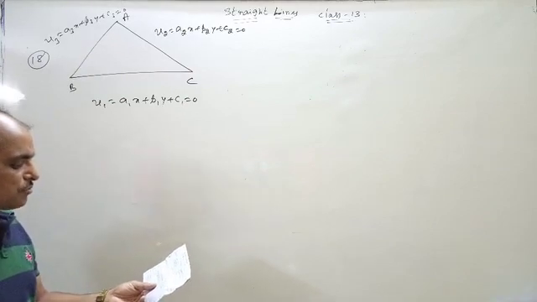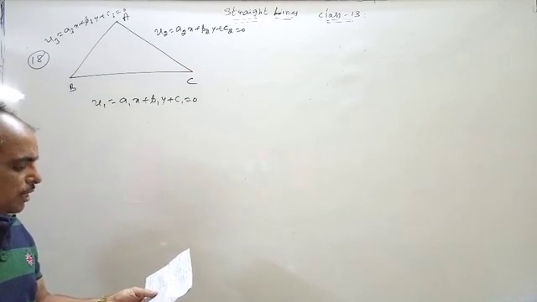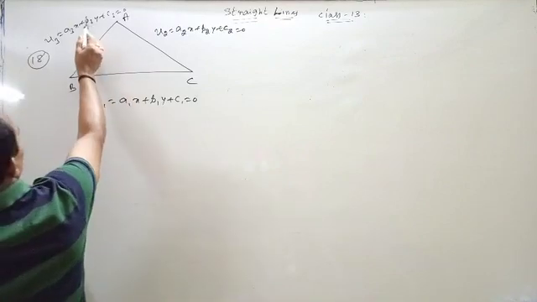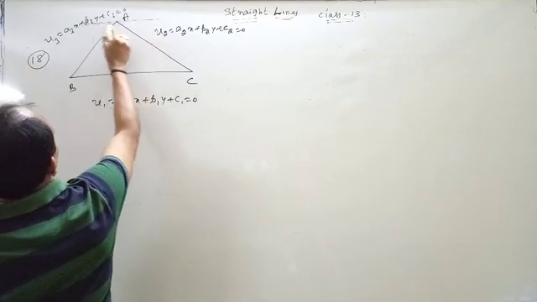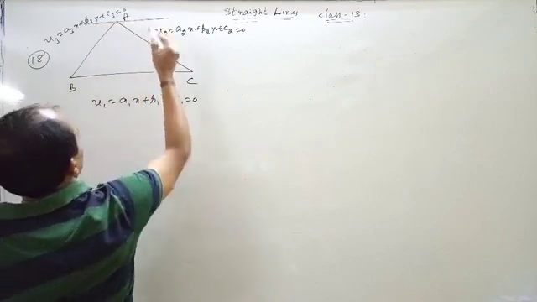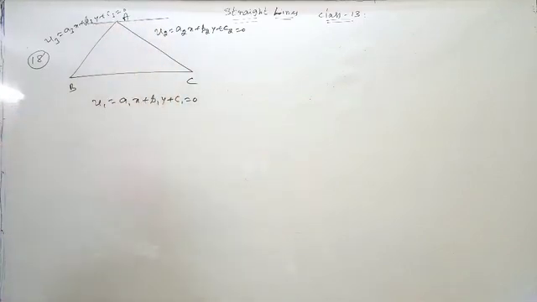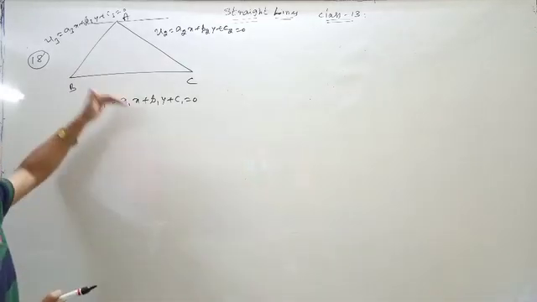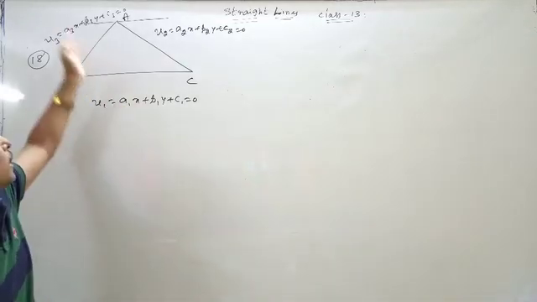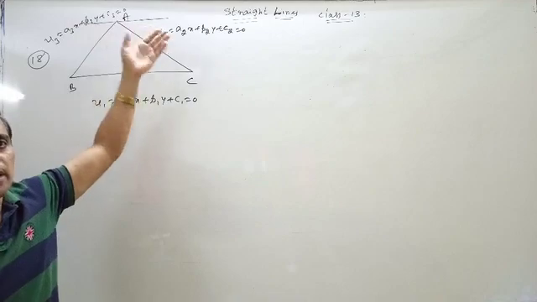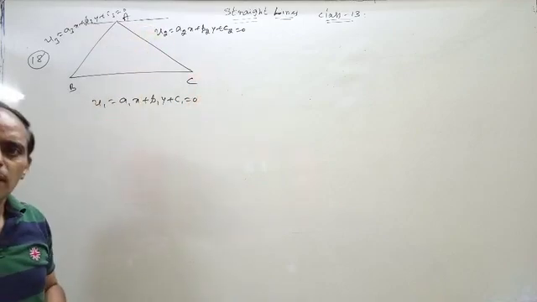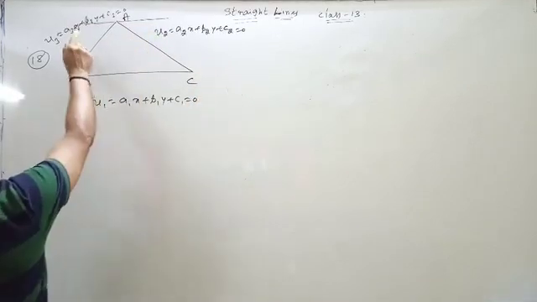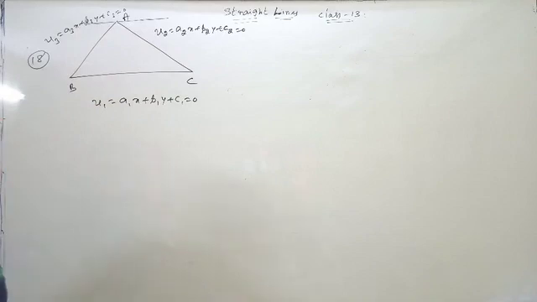Then find the equation of the line parallel to BC passing through A. So we have to find this equation. What is the greatness of that equation? That line is parallel to BC, so slopes are equal. The slope of BC and the slope of this line passing through A are the same, because those two are parallel. How to find that equation?